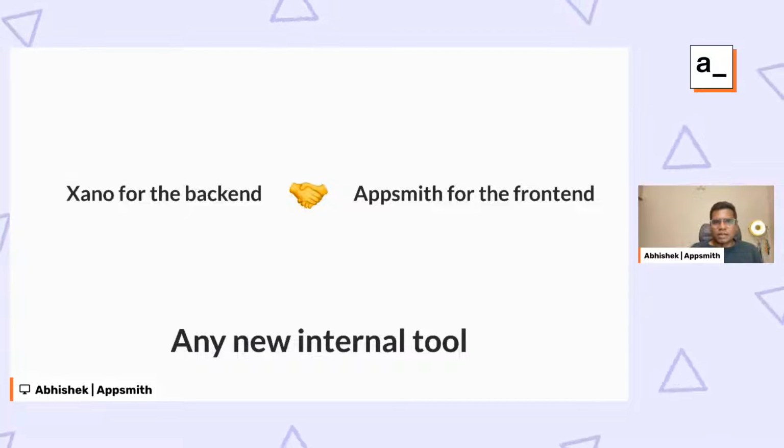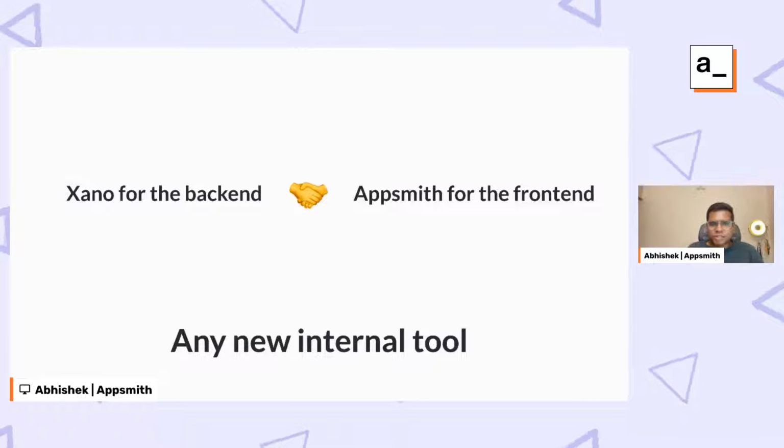Therefore, Xano for the backend and Appsmith for the front end, I believe, are just perfect for any new internal tool. So next time you need an internal tool, but you don't have a database that's ready already, please do check out Xano. It's very easy to get started, free to use, and you're just going to love it.